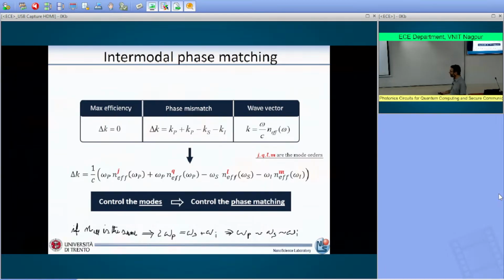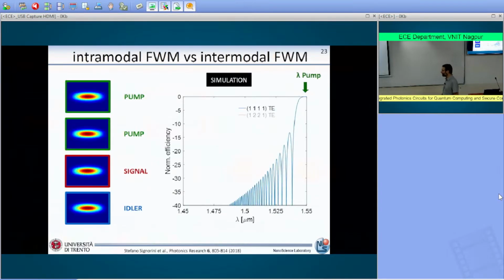But since all the photons are in the very same mode, this condition can only be satisfied when the frequency of the pump is almost equal to the frequency of the signal, which is almost equal to the frequency of the idler. As a result, if all the photons are in the same mode, the frequencies of all the generated photons are more or less equal. So if we calculate the efficiency as a function of the idler photon energy, we end up with a spectrum that is similar to this one.